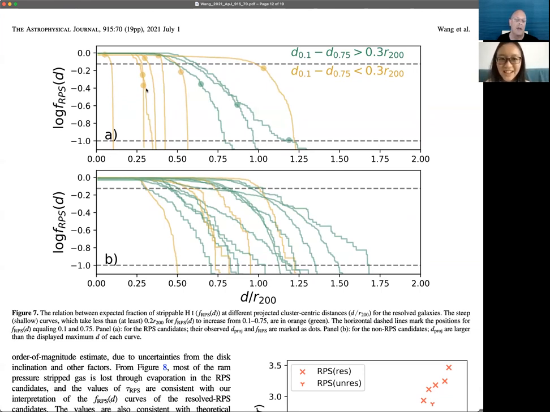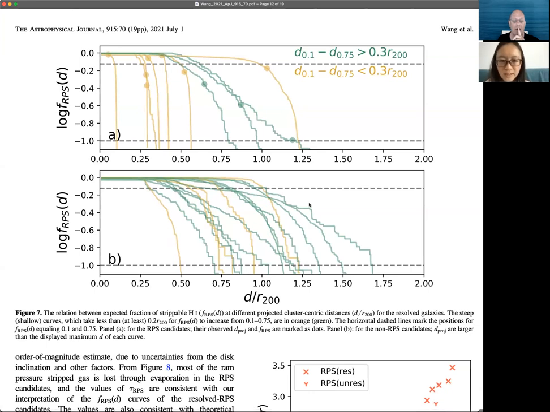By construction, they are in the curve. Right. And now we also draw two dashed gray curves. One is at the minus one level. That is the level for us to identify the galaxy to be a ram pressure stripping candidate. The 10% level of RPS, 10% strippable gas. And the other level is the minus 0.1 level.